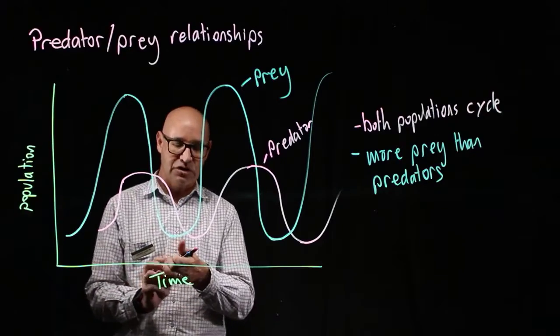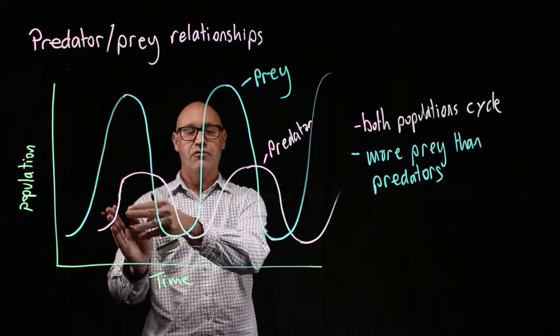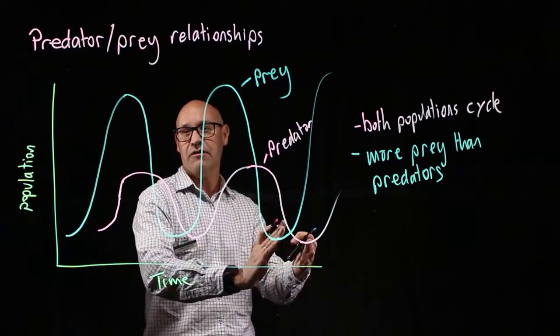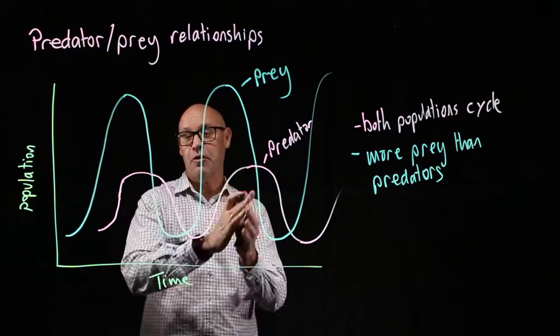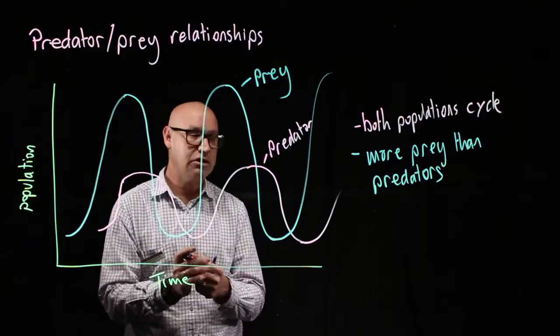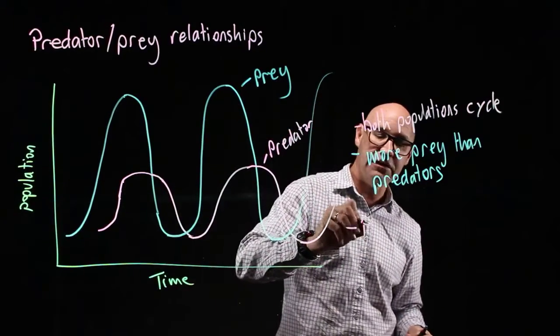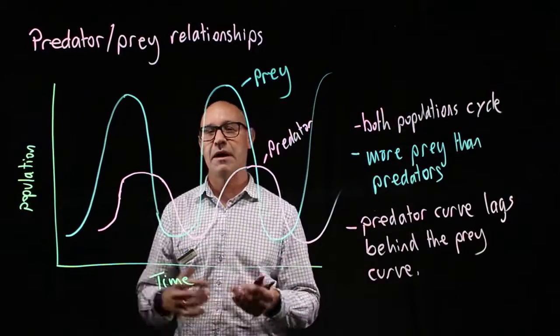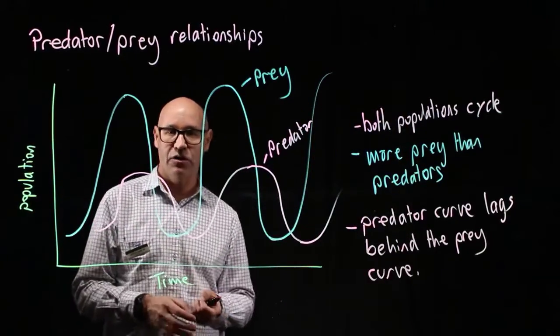And the third thing I want you to see is the curve for the predators actually lags behind the prey, because its population is dependent on the population of the prey. So the predator curve lags behind. And they're the three things that you need to remember about the predator-prey curves.